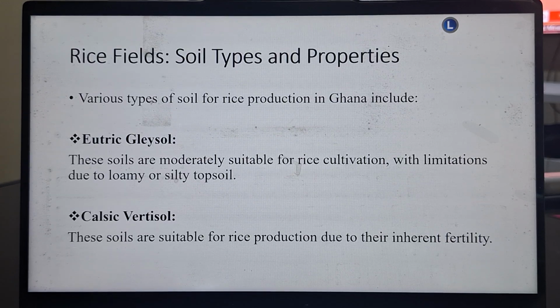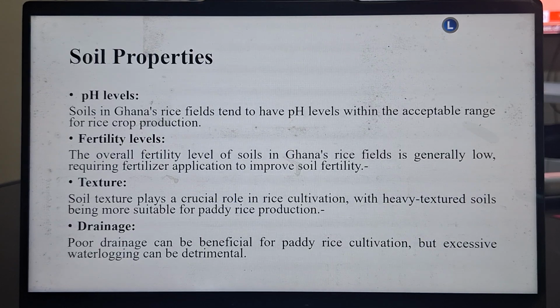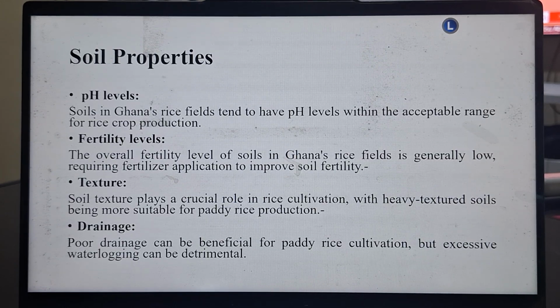The calcic soils are suitable for rice production due to their inherent fertility. These soils usually have a lot of fertility within them, so most farmers prefer to use the calcic vertisols for their rice production. These soils have the following properties, starting with the pH level. Most of the soils have a pH within the acceptable range for crop production, and then the fertility level.